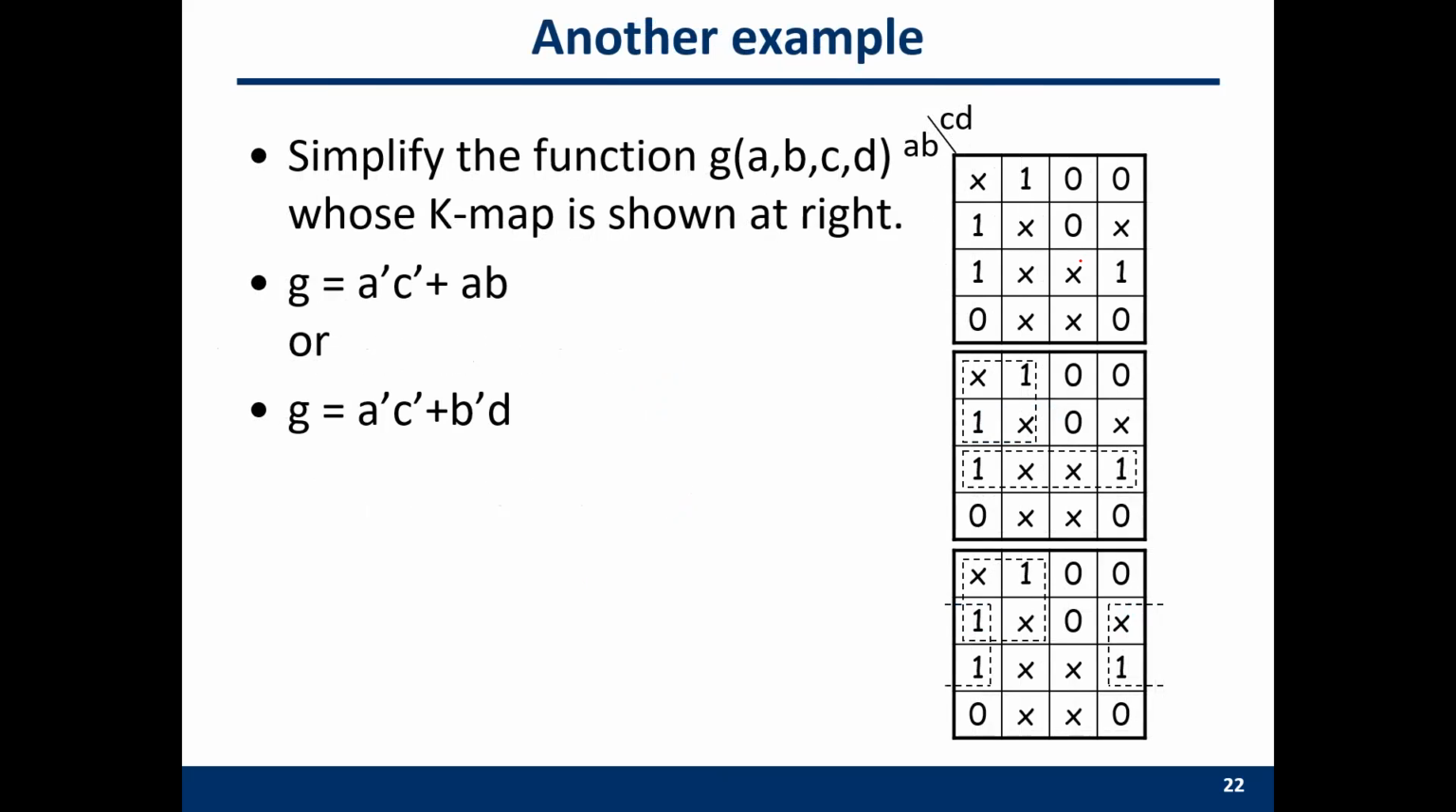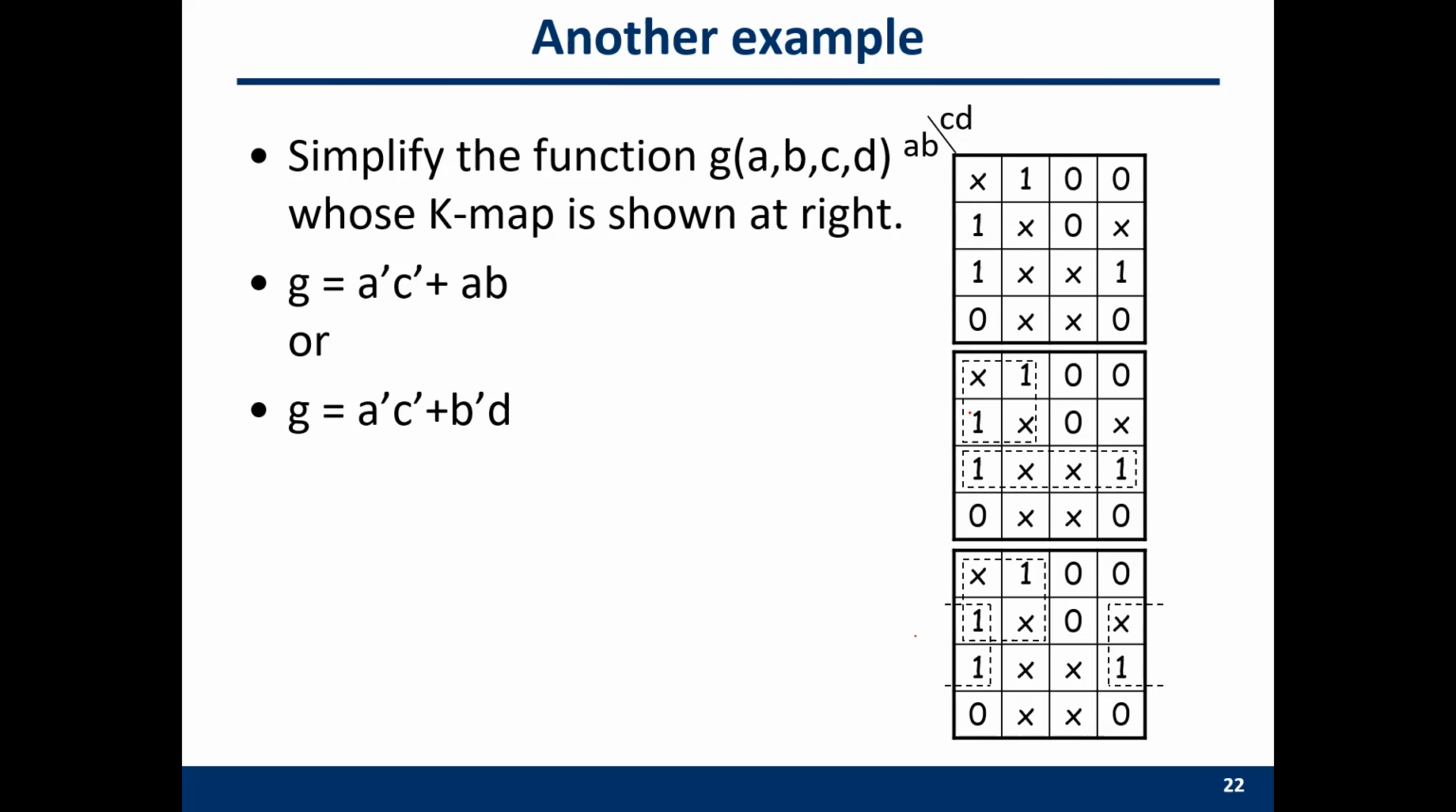Here is another example with the do not care input. In order to draw a group as large as possible, we treat these two as 1, and these two as 1, but this as 0, and these two as 0. Or we can draw the K-map like this. We can group these four together. I believe both cases are correct.